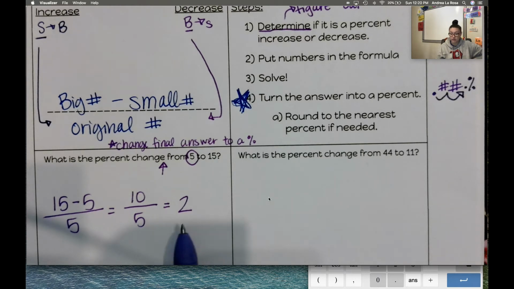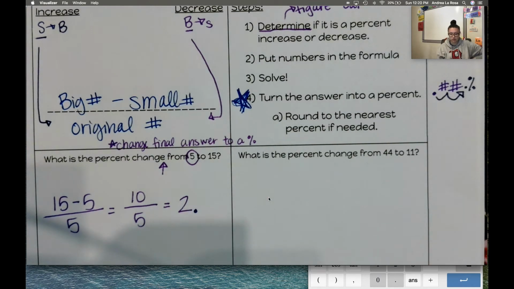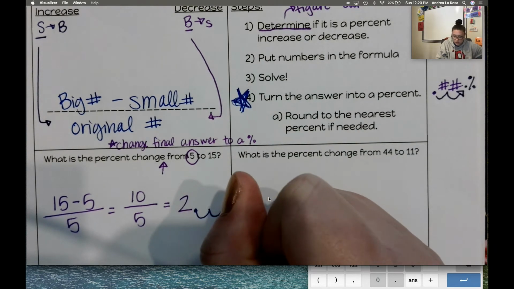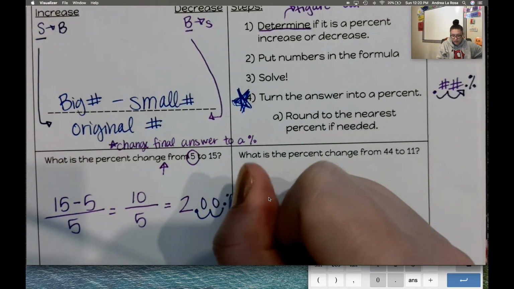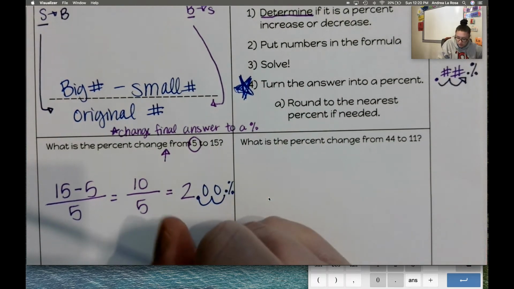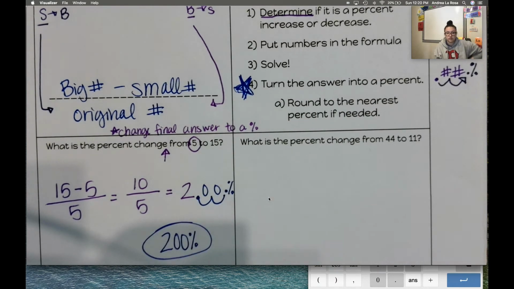Remember, if there's no decimal point, it's invisible. It's at the end of my number. So now I move it to the right, fill in my zeros with my percent sign. So that percent change would be a 200% increase, a 200% change. Yay! That's it. We're done.